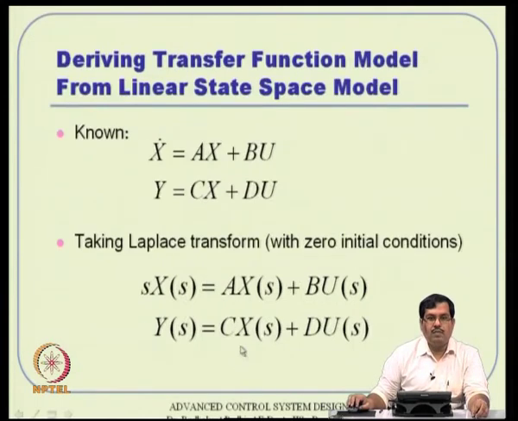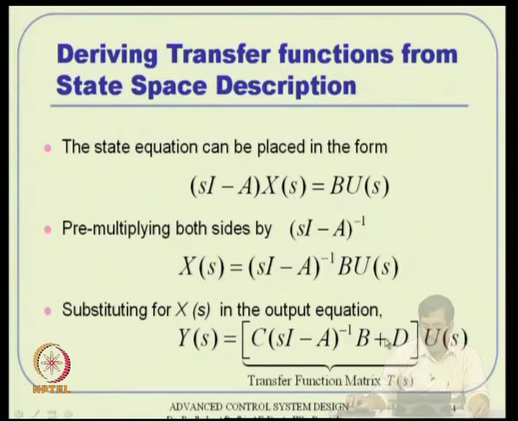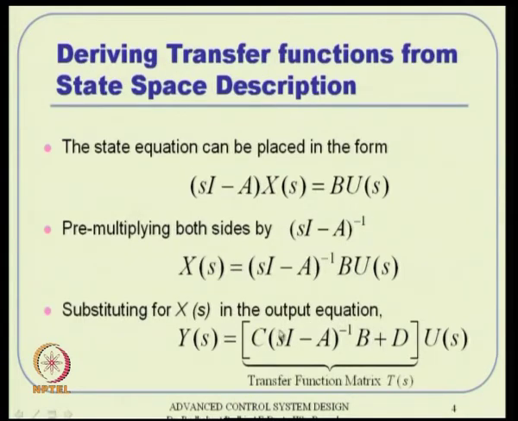I will go back and plug in whatever x of s I got, and then I am done, because this is what will give me y of s is C into sI minus A inverse into B plus D, because that D comes from this D actually. So, C into sI minus A inverse into B plus D, into U of s. This expression you can represent as some sort of a T of s.